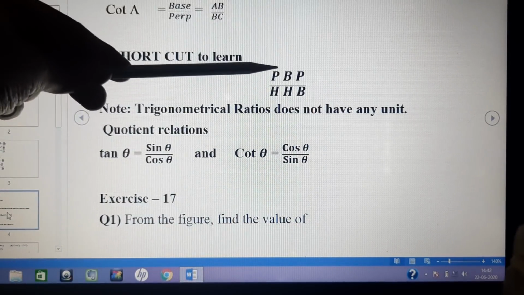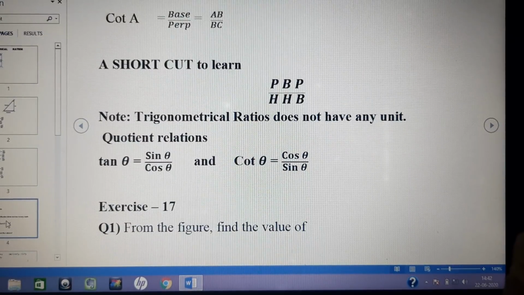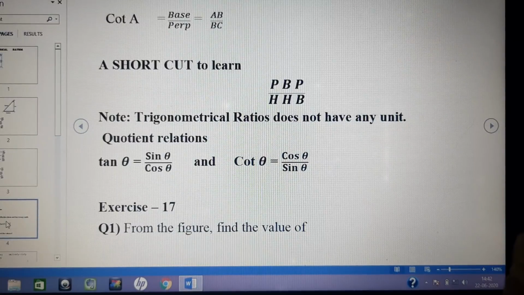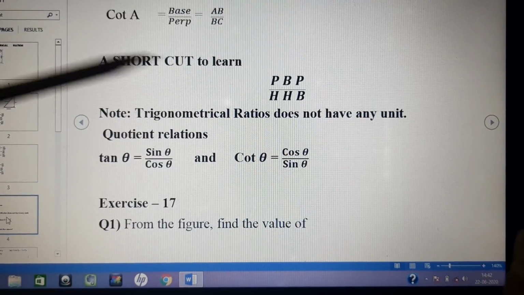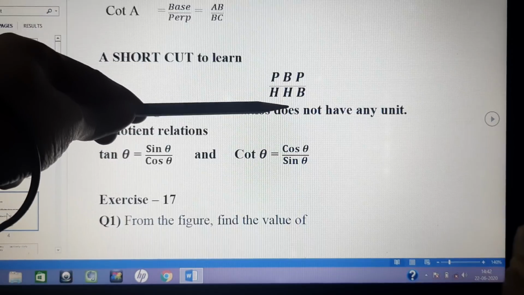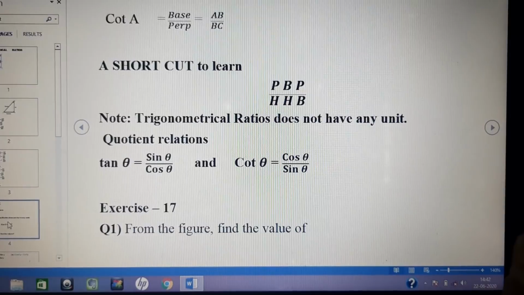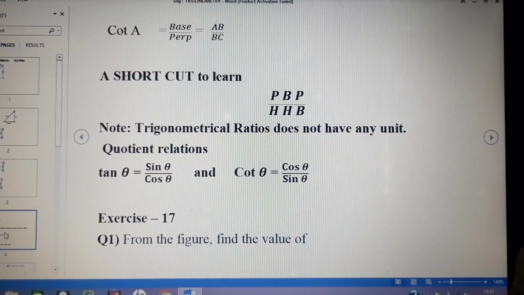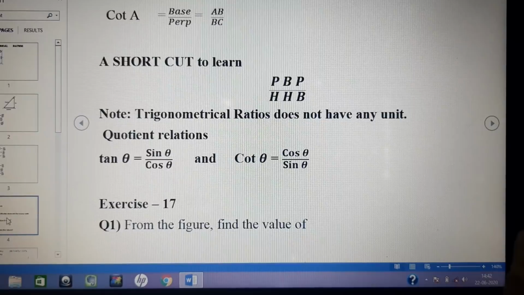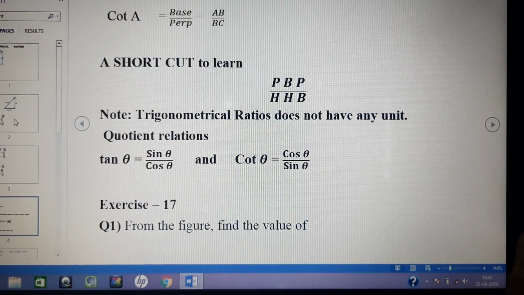So P upon H, perpendicular upon hypotenuse, is sin theta. B upon H, base upon hypotenuse, is cos theta. Perpendicular upon base is tan theta. And if we write cosec theta, then hypotenuse upon perpendicular, sec theta is hypotenuse upon base, and cot theta is base upon perpendicular. If you watch them carefully, then I'll take you to the first slide.